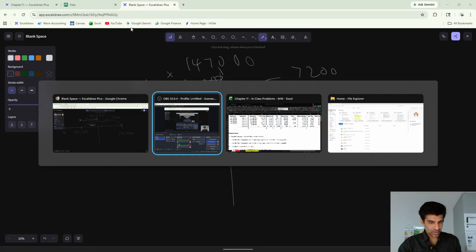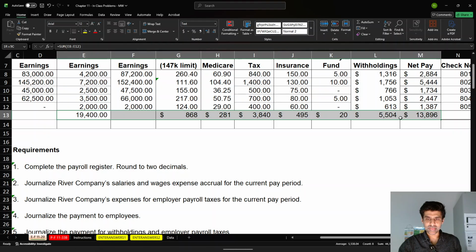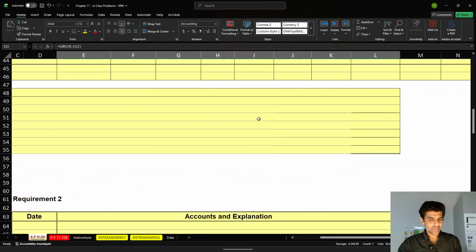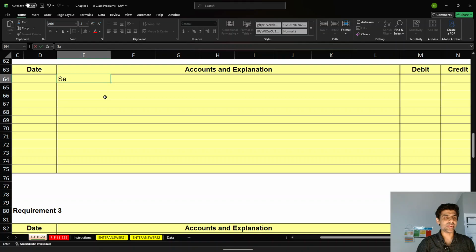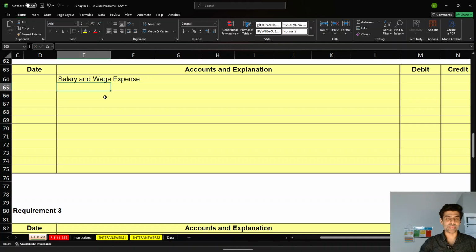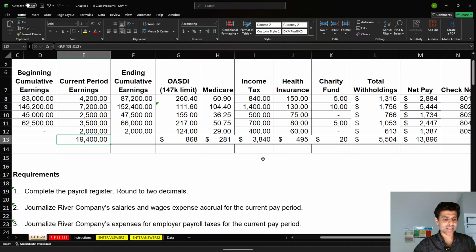Okay, so we have all of the numbers we need here in these total columns. What I'm going to do here is first, what is the expense? It's called salary and wage expense. We're taking an expense for paying our workers. That's the whole point of this. And we know the total. We know it's 19,400.